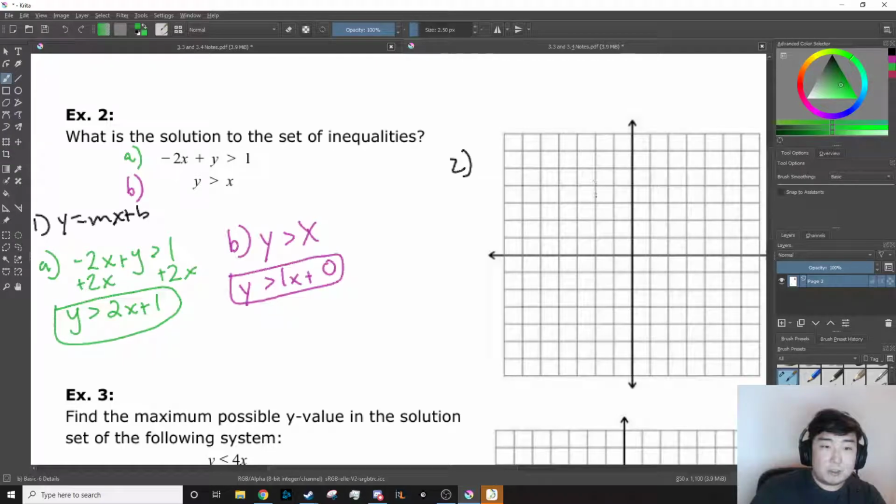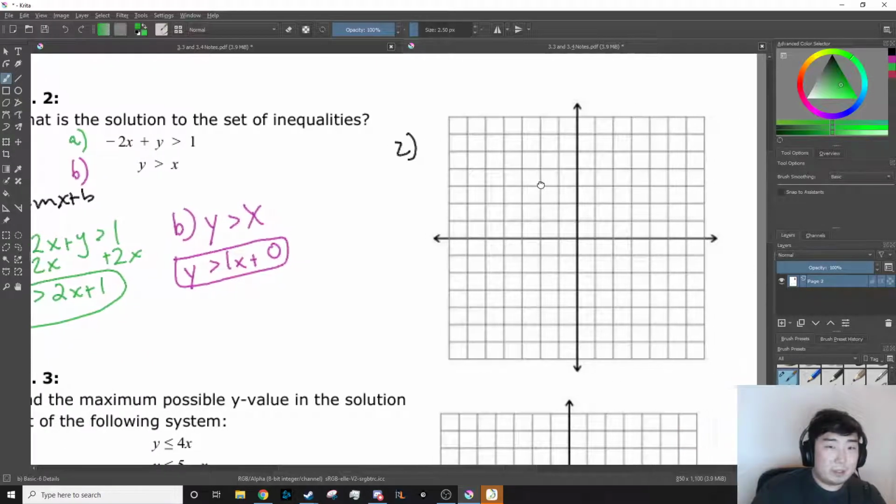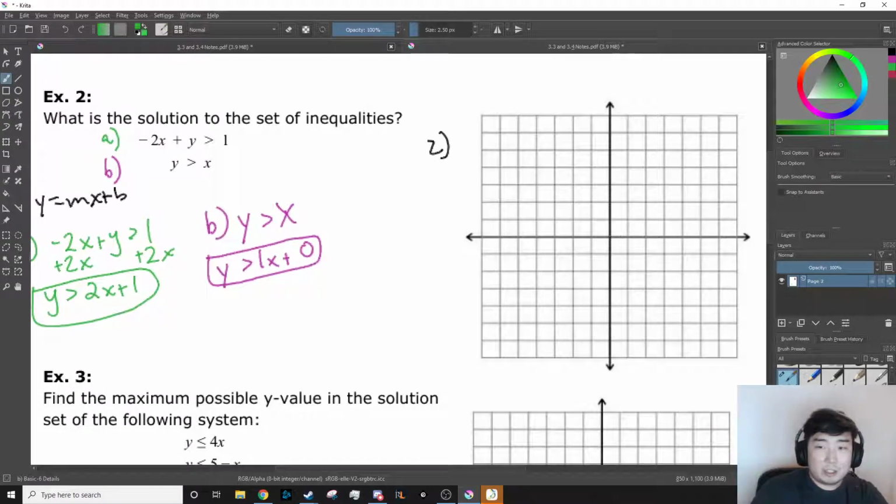I promise I'm going to do my best to graph this one correctly. They're both dashed lines, Mr. Hong. 1, 0 is my y-intercept, and I go up 1, over 2. Up 1, over 2. And it's a dashed line, or dotted line. And yeah, it looks something like this, whatever. You're fine.